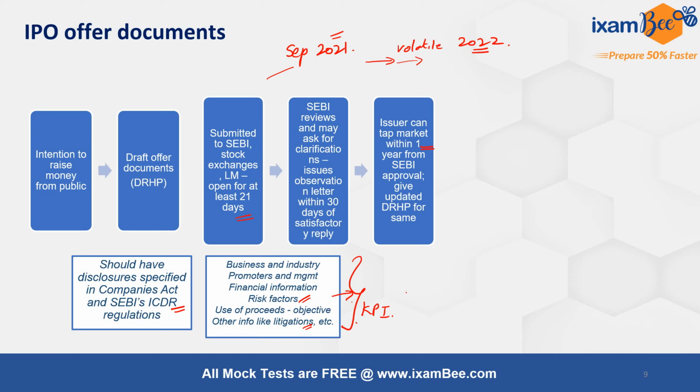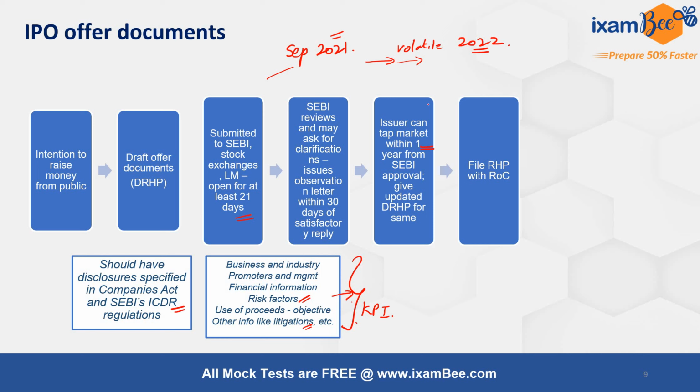So SEBI found lapses and has asked OYO to update their offer document and DRHP to include important information and disclosure with respect to these facts, and therefore refile their DRHP. So this is how SEBI performs its function as a regulator in the IPO process.